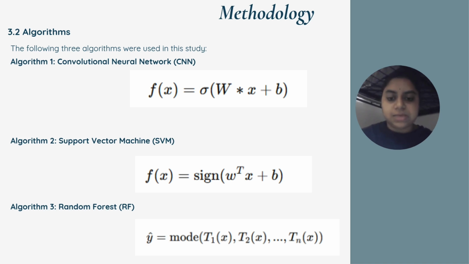Next, for the SVM, support vector machine, we decided to go with it because it finds the best separating hyperplane for binary classification. The formula shown earlier also represents the objective function, subject to constraints, with a regularization parameter as well. The third algorithm, random forest, is an ensemble classifier that builds multiple decision trees and uses majority voting to provide the final decision.